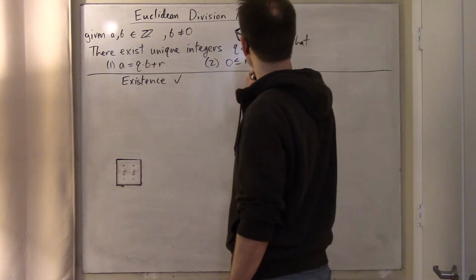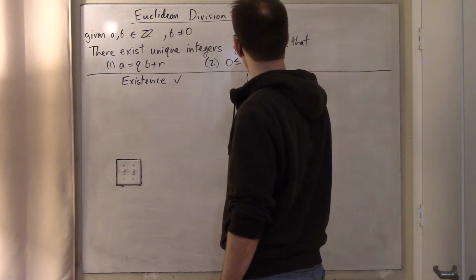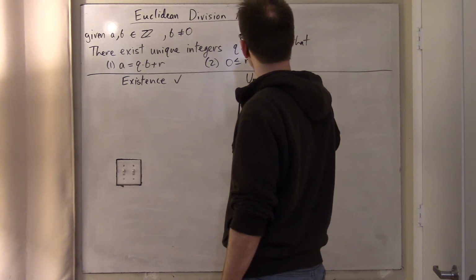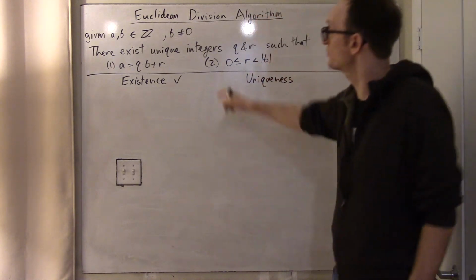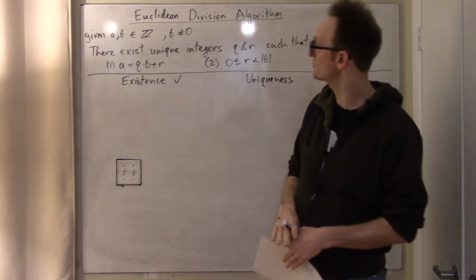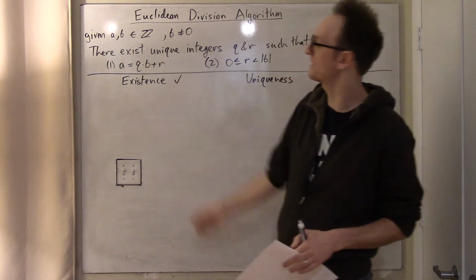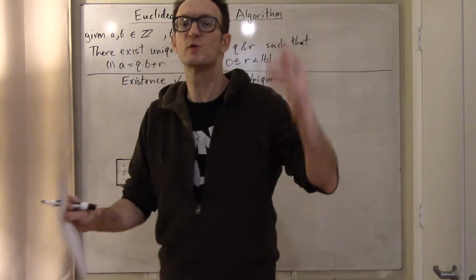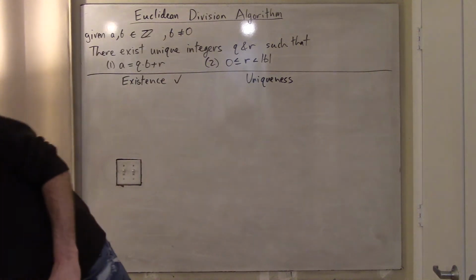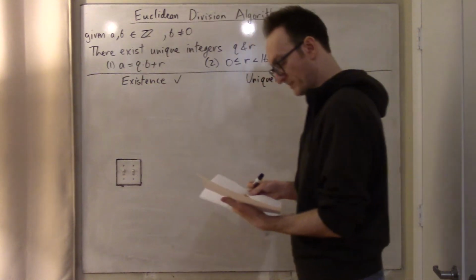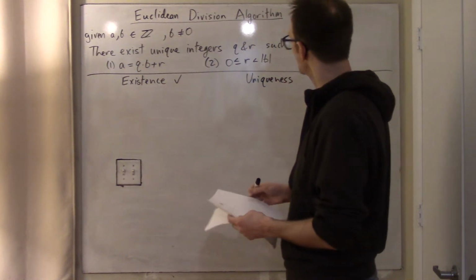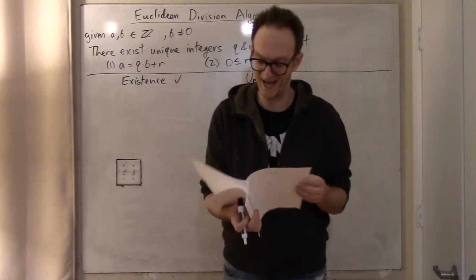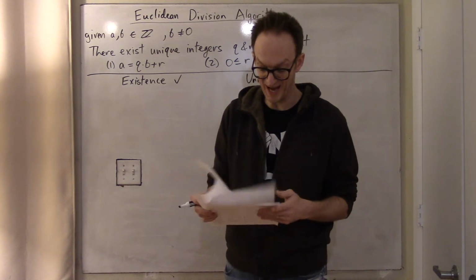Now, what's left is uniqueness, because after all, the extra strength of this theorem is not just that you can find a q and an r, but that there is a single unique way to do this. And okay, we're going to prove uniqueness now. It's going to take 5 minutes or something like that. And yeah, it's one of those things that is just extremely obvious.